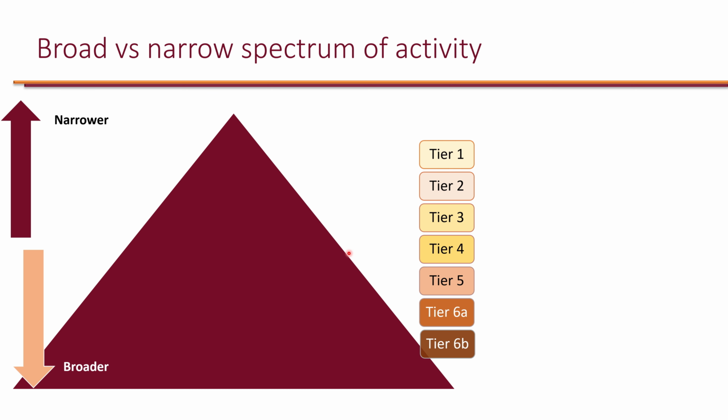Here's a pyramid to help us compare broad and narrow spectrum of activity of antibiotics. The higher you are on the pyramid, the narrower the spectrum of activity, and the lower you are on the pyramid, the broader the spectrum of activity. Now, I have created a tiering system, so tier 1, 2, 3, 4, 5, 6 doesn't really exist. I just created this to help us understand and compare different antibiotics when it comes to broad versus narrow.